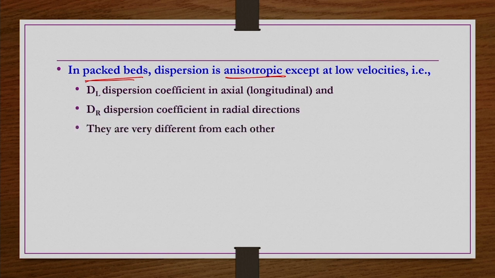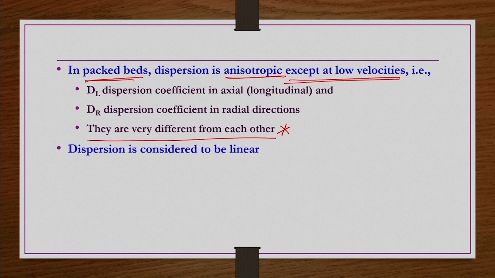Okay. And these are very different from each other, especially when the Reynolds number is beyond the low Reynolds number region, or the flow rate is not in the low velocity region but in the high velocity region. So, they are different from each other when the velocity is more than the low velocity region. When you go beyond the streamline region, what do we have? We have these DL and DR very much different from each other.